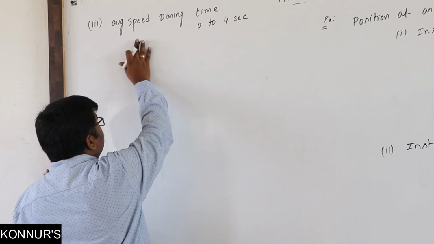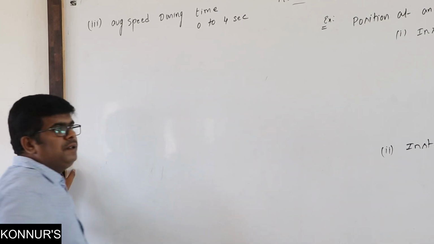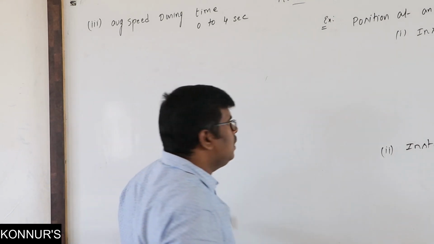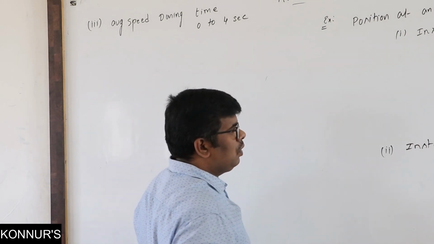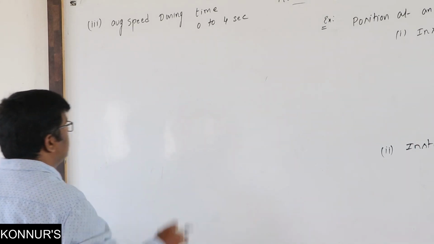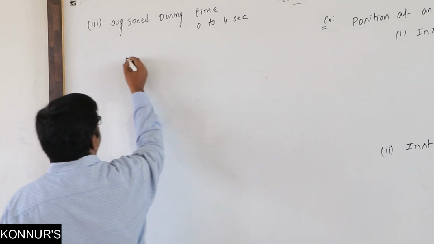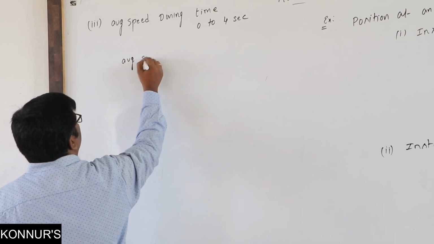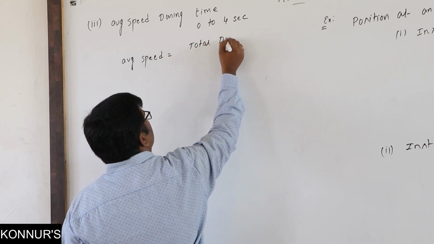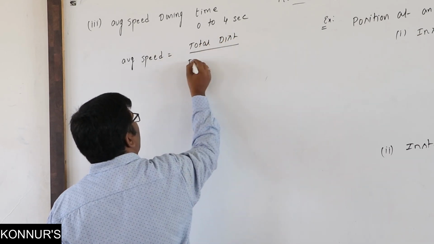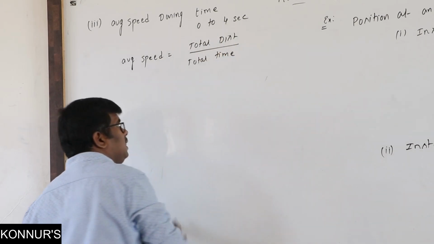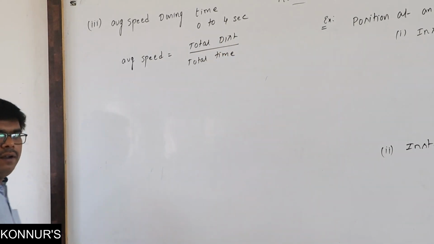So average speed means total distance travelled by total time. Before solving this, we are writing the expression here: total distance by total time. Total time we know is 4 seconds, but total distance, how to calculate it, we have to find it out first.